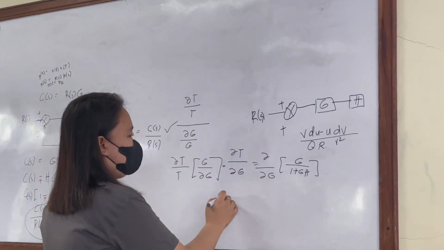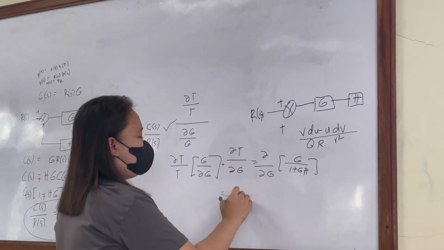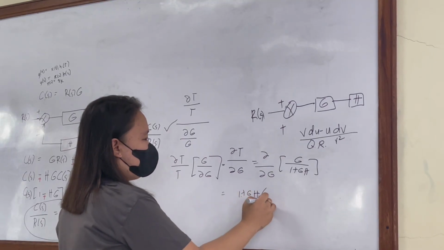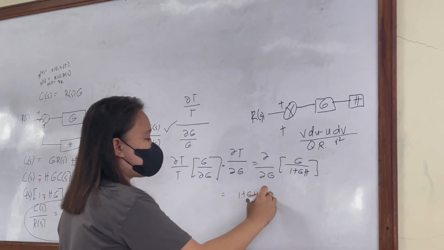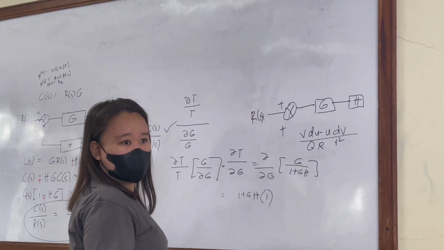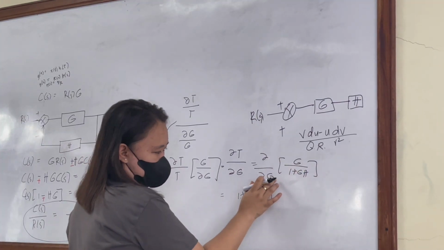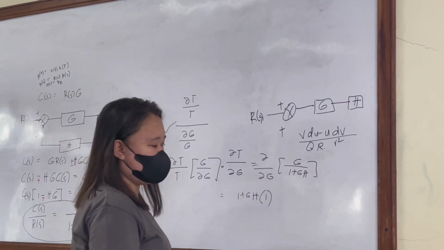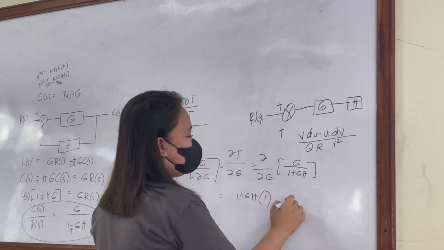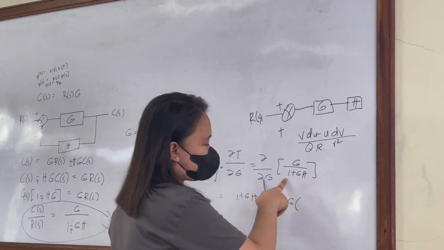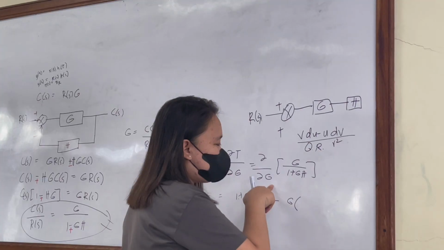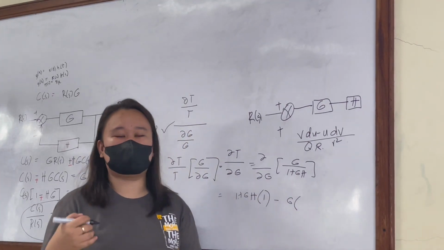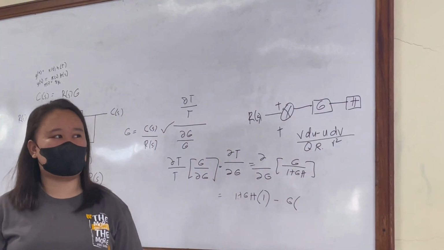Okay. Now, what's our V? 1 plus GH. You derive G, in terms of G, that's 1. Di ba? Derivative of G with respect to G is 1. G over G is 1. Minus G, what's the derivative of 1? 0. GH in terms of G, any H. Mag-partial H kaya nasa DPS.